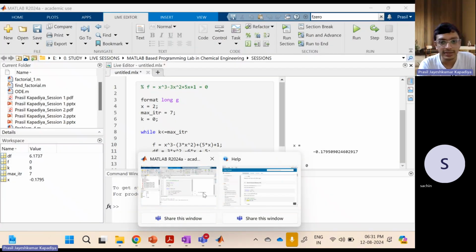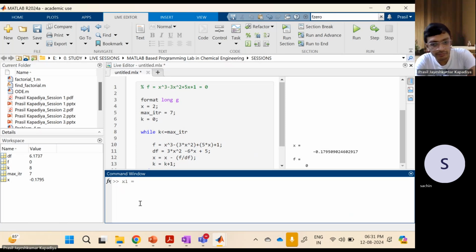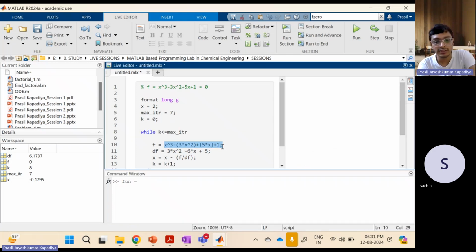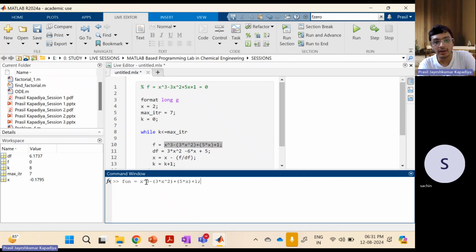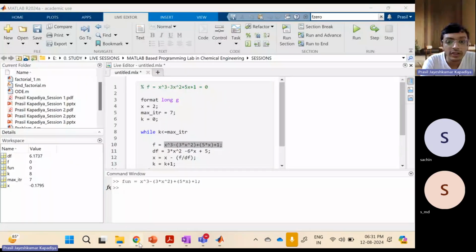So okay, let's solve one problem using the fzero function. Let's take this same example. I will do it in the command window, clc. I will write x1 is equal to, okay, let's write for the first function. Function is equal to this equation, x cube minus 3x square plus 1. This is my function.